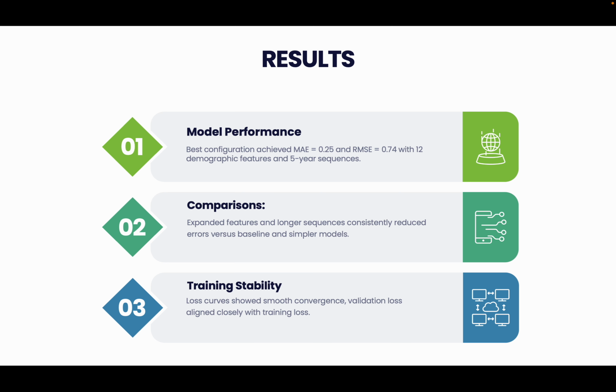So results. The best performance came from the model that used expanded demographic features combined with a 5-year input window. That configuration reached a mean absolute error of 0.25 and a root mean squared error of 0.74, which is significantly better than the baselines. We also saw a clear pattern: richer features and longer sequences consistently produced more accurate forecasts. The training and validation loss curves showed stable convergence with no sign of overfitting.